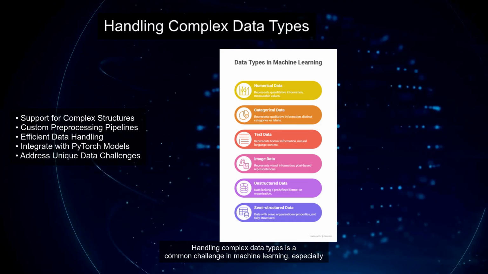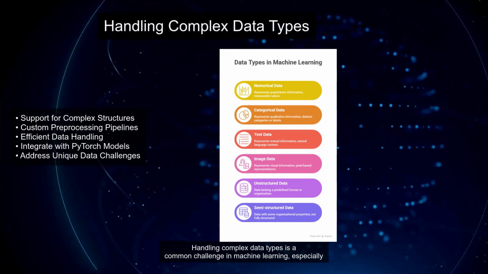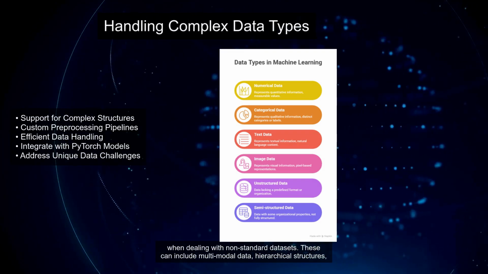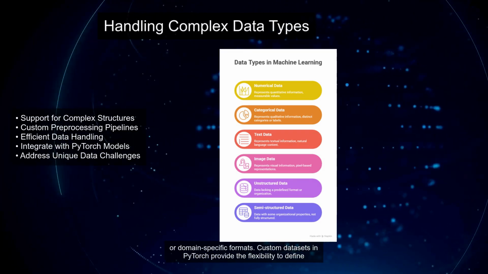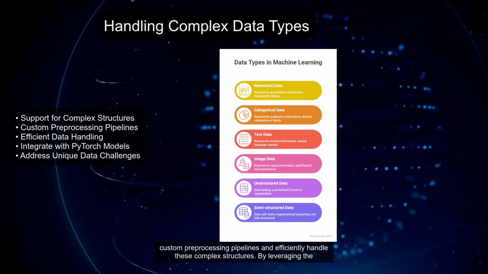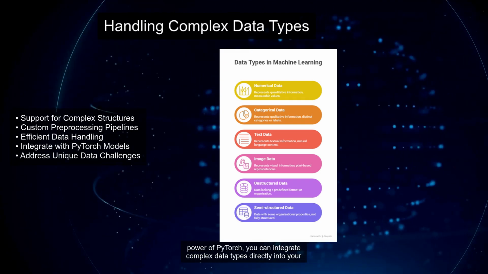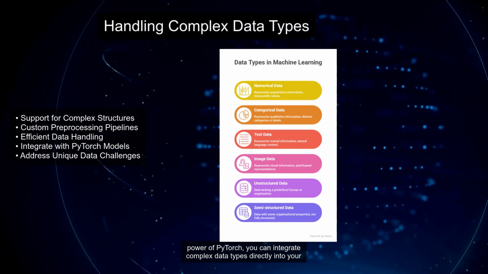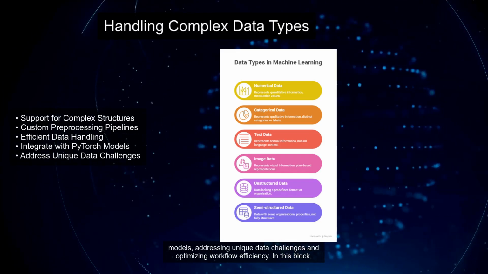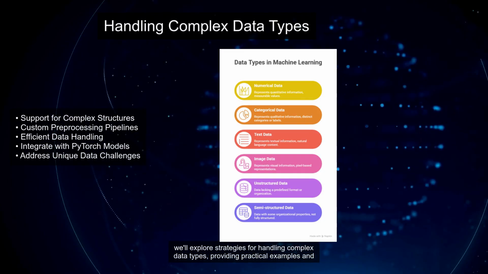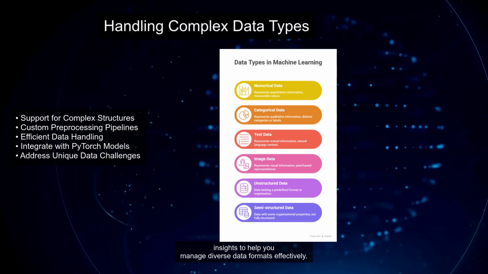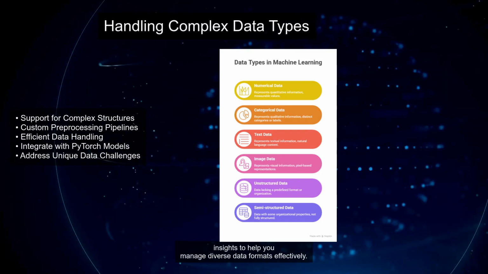Handling complex data types is a common challenge in machine learning, especially when dealing with non-standard datasets. These can include multimodal data, hierarchical structures, or domain-specific formats. Custom datasets in PyTorch provide the flexibility to define custom pre-processing pipelines and efficiently handle these complex structures. By leveraging the power of PyTorch, you can integrate complex data types directly into your models, addressing unique data challenges and optimizing workflow efficiency. In this block, we'll explore strategies for handling complex data types, providing practical examples and insights to help you manage diverse data formats effectively.